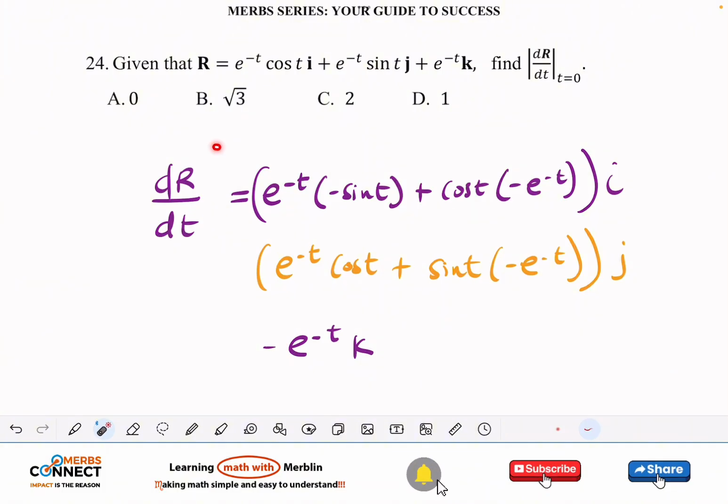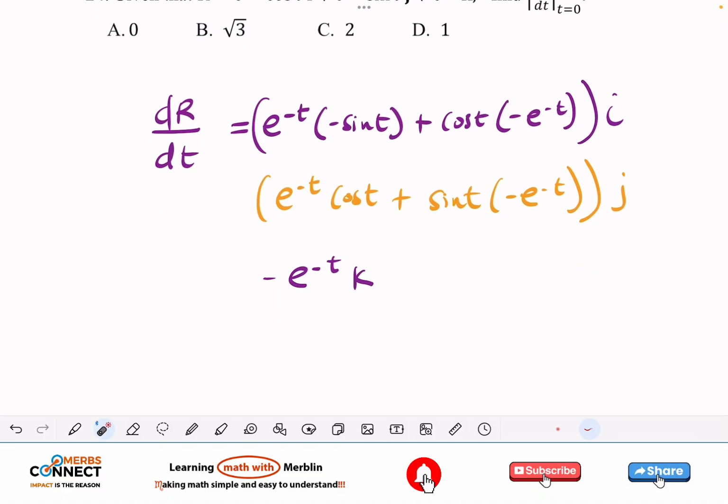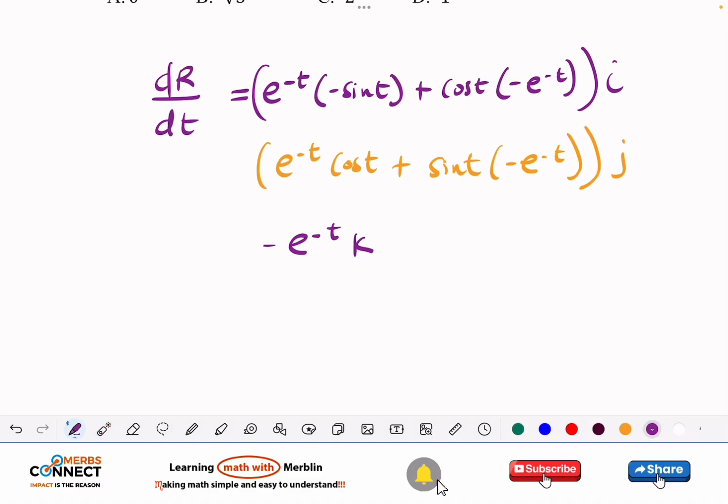Now, we don't want to make things so complicated, right? We don't need to find the magnitude before we plug in 0. So this one, since we have the point, we can plug in t is equal to 0 before we find the what? The magnitude. So that's one trick that we can use here. So before we find the magnitude, let us plug in t first. So when I plug in t here, I'm going to have e to the power 0.